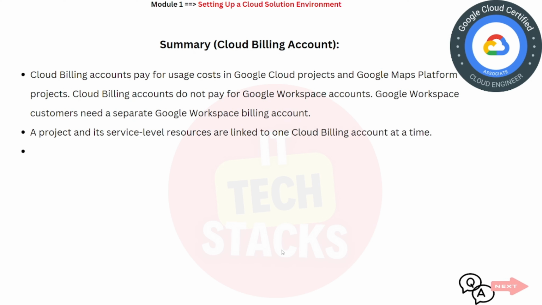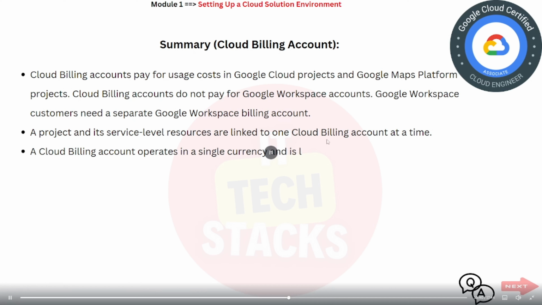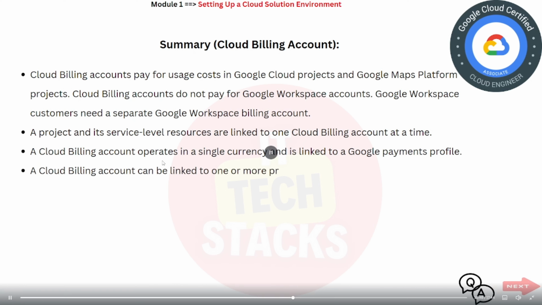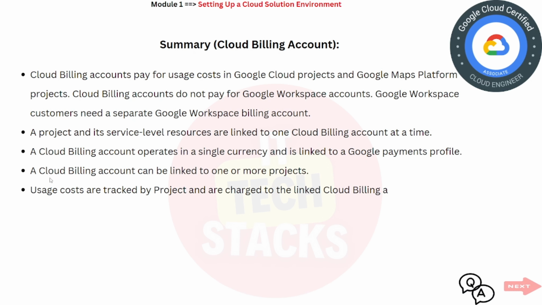A project and its service level resources are linked to one cloud billing account, as we discussed. A cloud billing account operates in a single currency. You cannot have multiple currencies in a cloud billing account, and it's linked to a Google payment profile. A cloud billing account can be linked to one or more projects, but a project can have only one billing account.